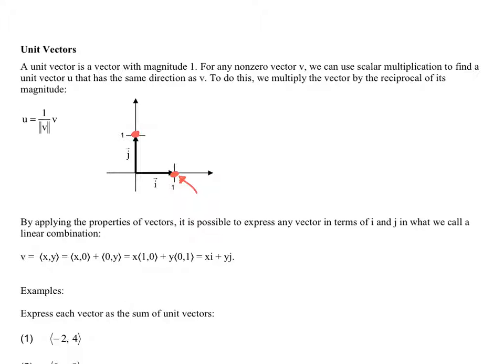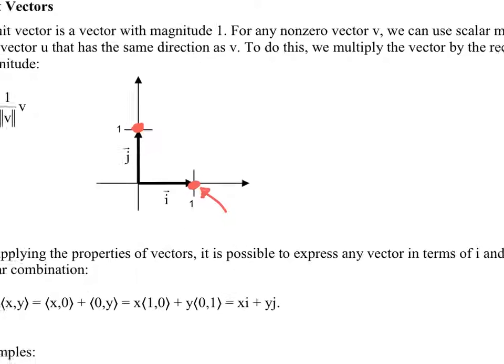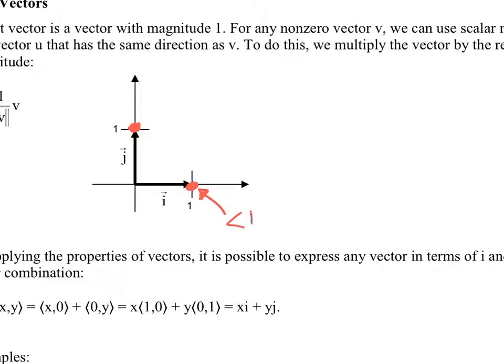So anyway, this i vector is vector 1, 0. And then vector j is 0, 1, as indicated by the coordinates. So really we're just stating what the coordinates are. But as a shorthand way of expressing it, we would say i and j rather than writing 1, 0 and 0, 1 over and over again.